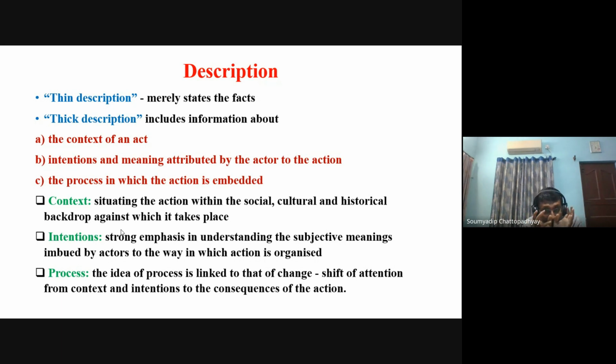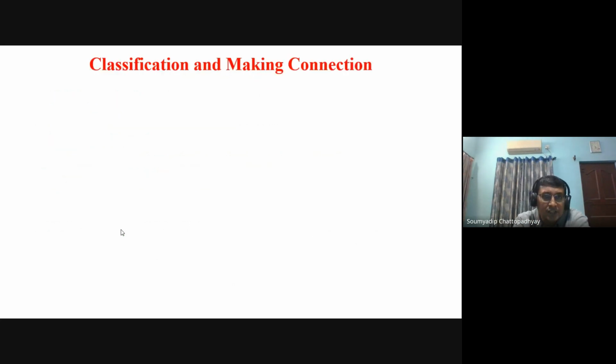Okay, now you have to think of capturing the consequences of the particular action in order to make your description thick. That means as a researcher, your task is not to go for thin descriptions of whatever you have found out in your field. Rather, your responsibility is to go for thick descriptions which encompasses these three important aspects of analytical research.